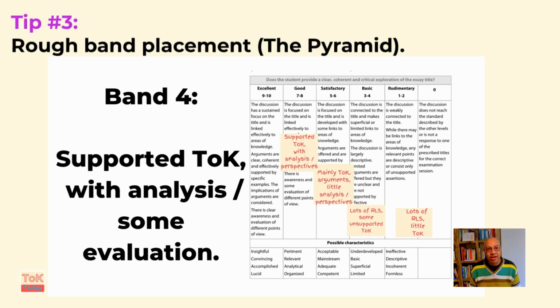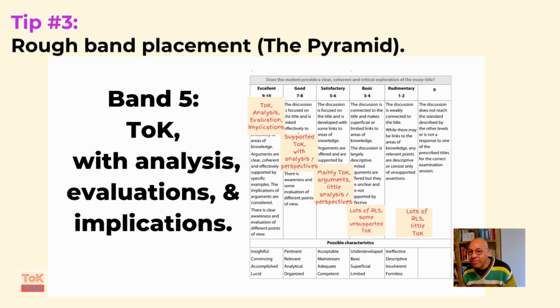And once we get into band 4, 7 to 8 marks, we're seeing things which are really good ToK essays here. So we've got knowledge arguments, counter arguments, points being made. We have some analysis, some evaluation. It's starting to show some nuance. It's a good essay. And we're definitely in the 80 to 20% knowledge to RLS ratios.